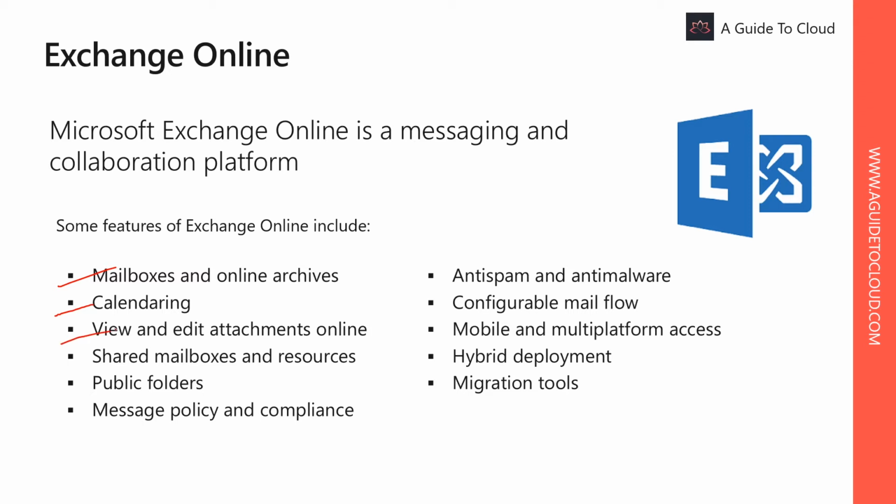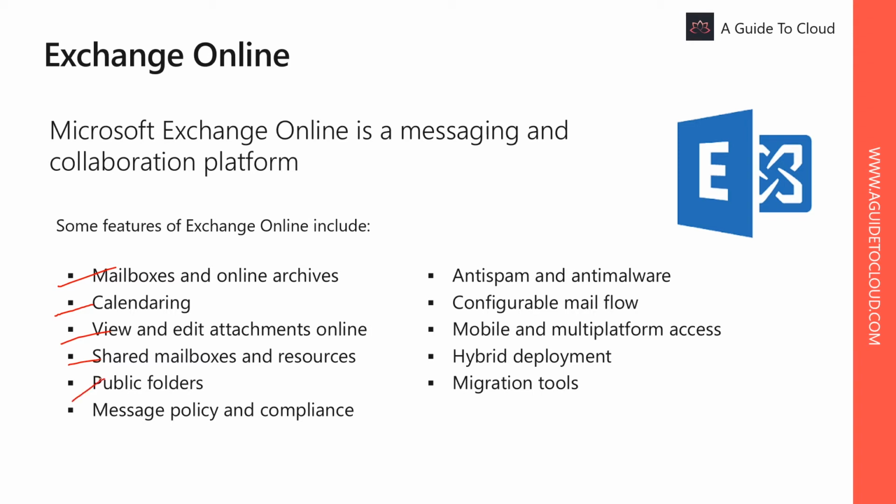You would be able to view and edit attachments online as well. When users receive attachments, they can view and edit them online in Microsoft Outlook on the web. They do not require a locally installed version of Office. Shared mailboxes and resources: for example, you can use shared mailboxes for groups of users that need to share information in a central mailbox. You can configure resources for meeting rooms and equipment to facilitate bookings as well.